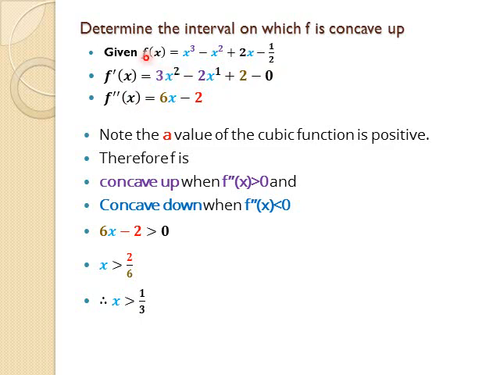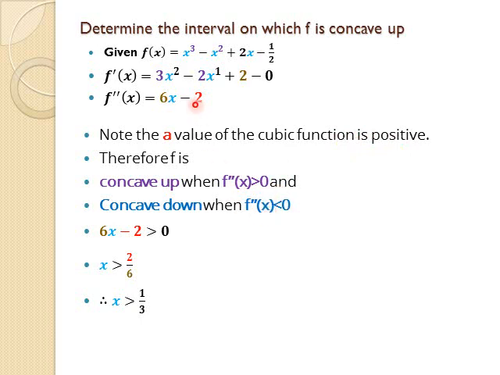Second derivative: 2 times 3 gives me 6, and 2 minus 1 gives me x to the power 1. 1 times negative 2 gives me negative 2, but x to the power 1 minus 1 is 0, so that falls away. Now note the a value of the cubic function, the coefficient on top, is positive, so it's positive x cubed. Therefore f is concave up when the second derivative is greater than 0, and concave down when the second derivative is less than 0. Very important. The next one I'm going to do is where the cubic function is negative.